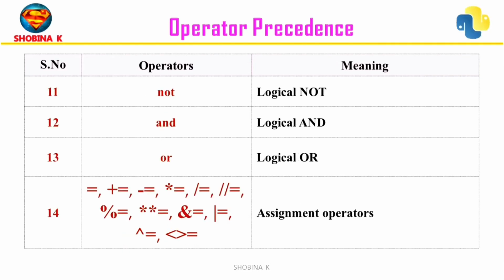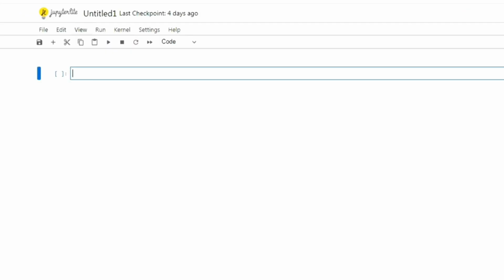After that, we have the logical NOT with 11th precedence, followed by logical AND at 12th precedence. Next up, we have the logical OR with 13th precedence. Finally, the assignment operators in Python have the lowest precedence. Let's see some examples on order of precedence.